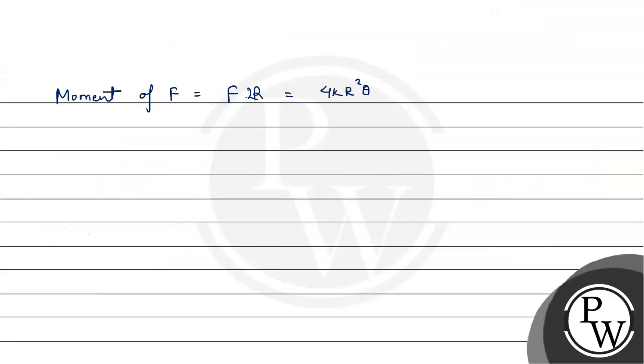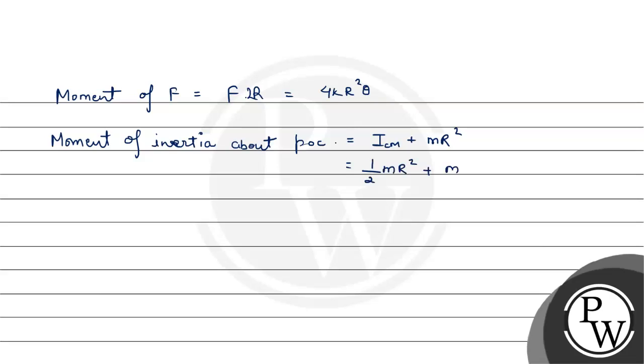Now we will find the moment of inertia about the point of contact. It will be equal to ICM plus mr square. So in case of a cylinder, ICM is equal to half mr square, plus mr square. So it will be equal to 3 by 2 into mr square.